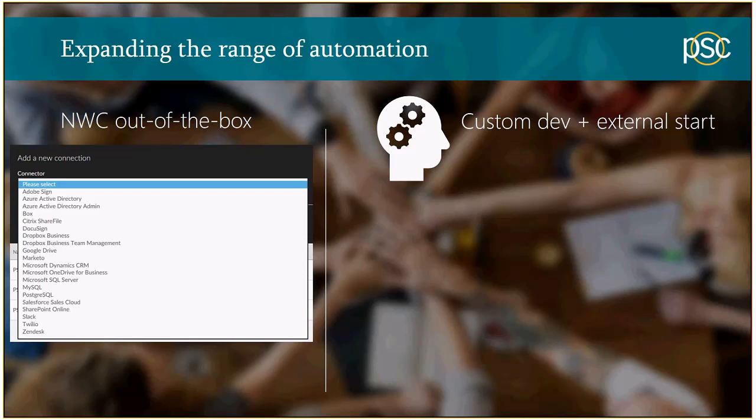So here's what you get out of the box right now in Nintex Workflow Cloud as far as connectors. There's a bunch of stuff out there: SQL Server, there's some Azure AD stuff that they just added. You've got SharePoint, Salesforce, Google Drive, Dropbox, OneDrive. There's a lot of different connectors there. It's not all inclusive. There's not everything that you could possibly need, and I'm going to address that in a minute.